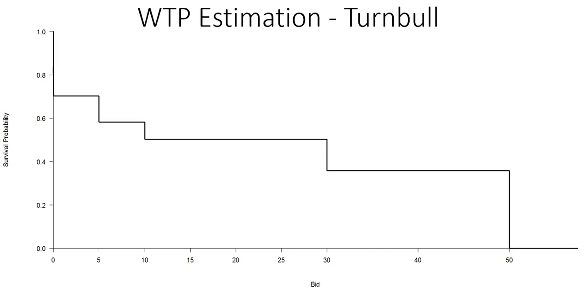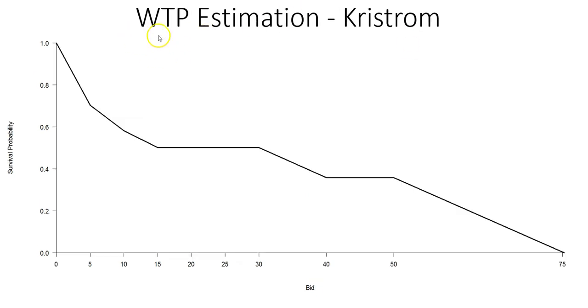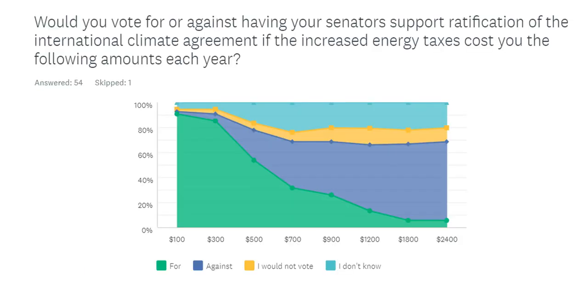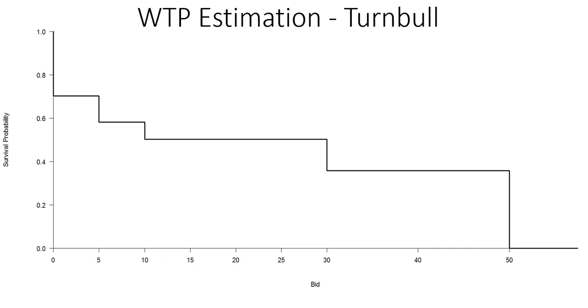Another way of estimating willingness to pay with that type of contingent valuation data is with this Kristrom approach, named after an economist who came up with this about 25 years ago. Here we have the same data plotted, but the step function is turned into what looks more like a demand curve. Okay, so let's go back to the Turnbull and see if I can draw on this a little bit.